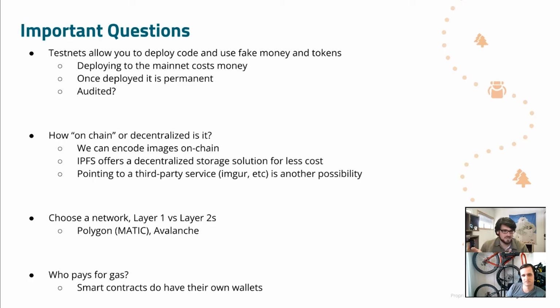And so then on that too, it's like who pays for gas and when, and how are these transactions actually processed? Smart contracts have wallets themselves. They can pay for gas. There's kind of a lot of different paradigms that you can create with all these different tokens, and when you do transactions and things like that.